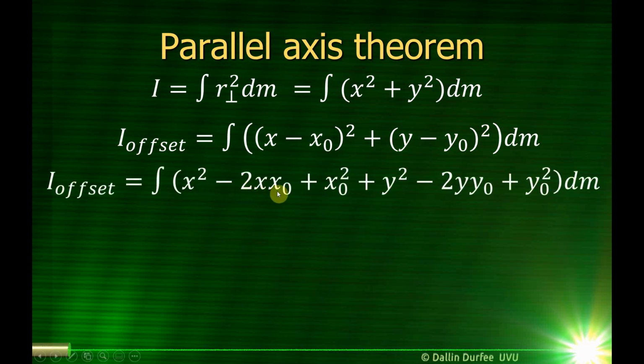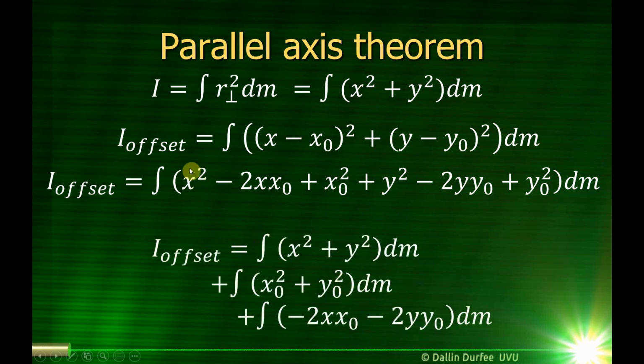x squared minus 2x x naught plus x naught squared, and over here we get y squared minus 2y y naught plus y naught squared. All right? And now I've got this big sum in my integral. I'm going to break it up into three different integrals. In the first integral, I'm going to keep the x squared and the y squared. In the next one, I'm going to keep the x naught squared and the y naught squared. And then the rest of the stuff goes into this integral here.